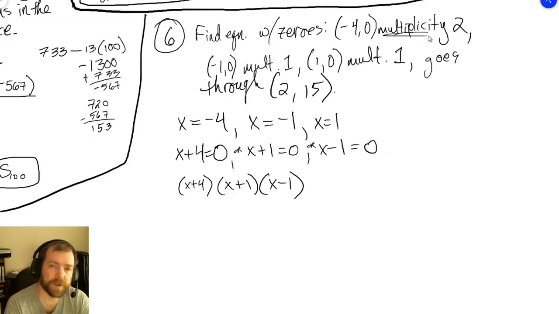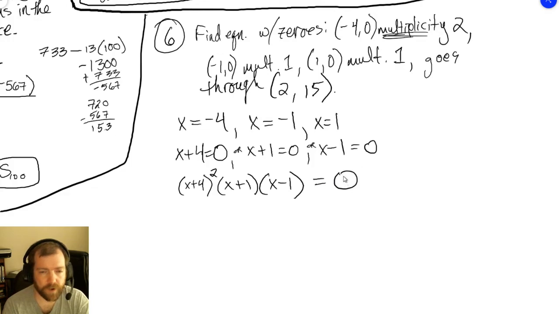What does this multiplicity thing mean? Well, multiplicity says how many times this zero is going to show up in the full equation. So here, x plus 4 is going to show up twice with a multiplicity of 2. The rest have a multiplicity of 1, so this is it. Then this is all equal to 0 on the other side. Again, if any one of them is 0, this whole product is 0. And it doesn't matter what we multiply by.